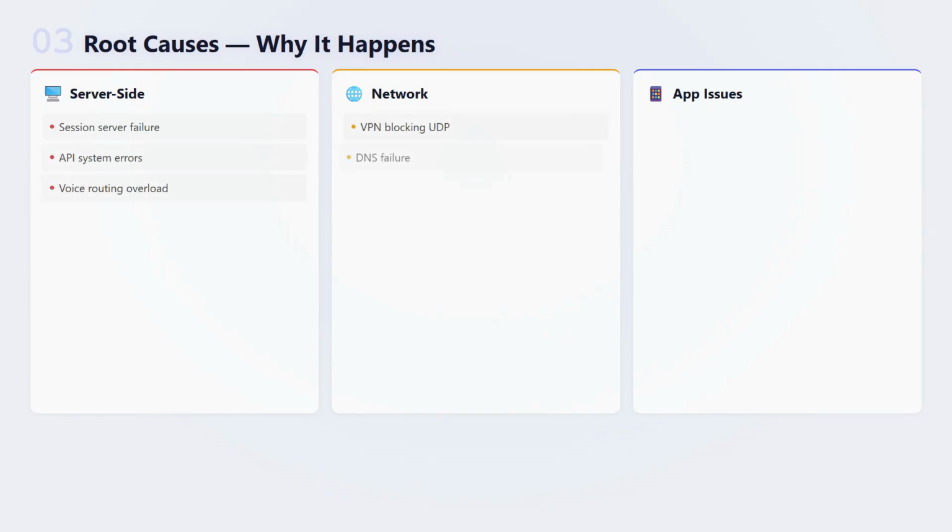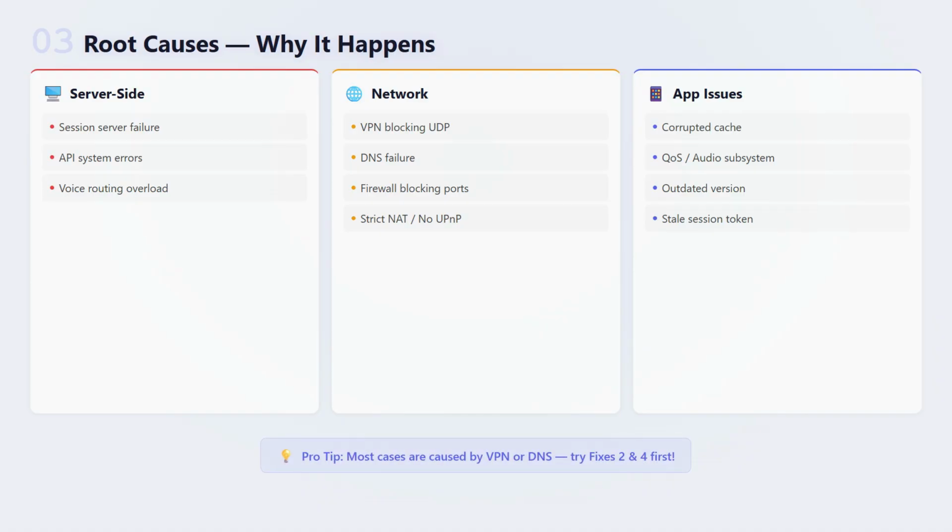So, what causes this error? There are 3 main categories: server-side issues, session failures, API errors, or voice routing overload. Network issues, VPN blocking UDP, DNS failures, firewall rules, or strict NAT problems. App problems, corrupted cache, wrong audio settings, outdated version, or a stale session. Pro tip, most cases are caused by VPN or DNS issues, so try fixes 2 and 4 first.